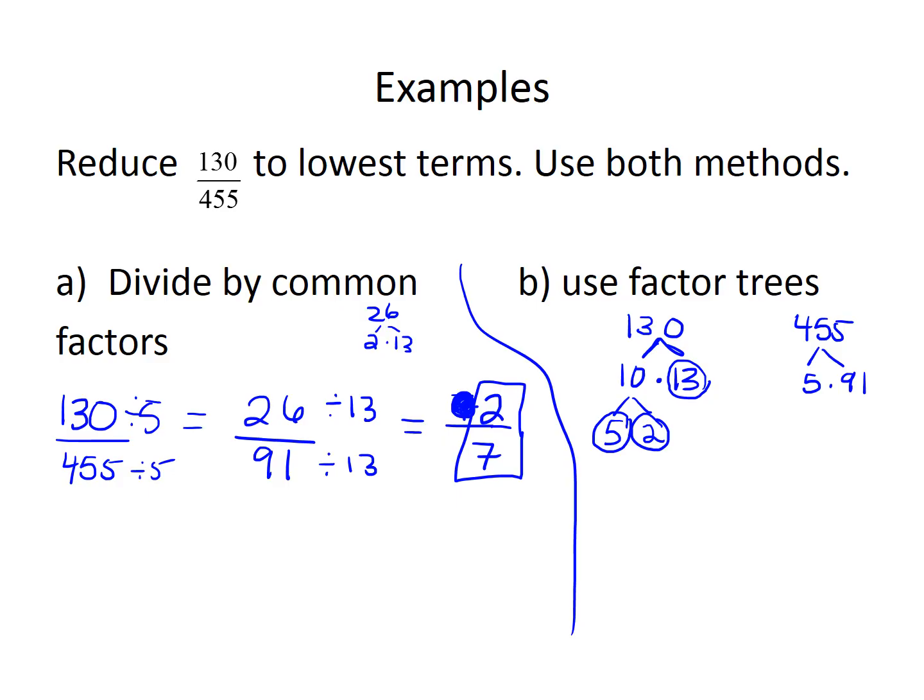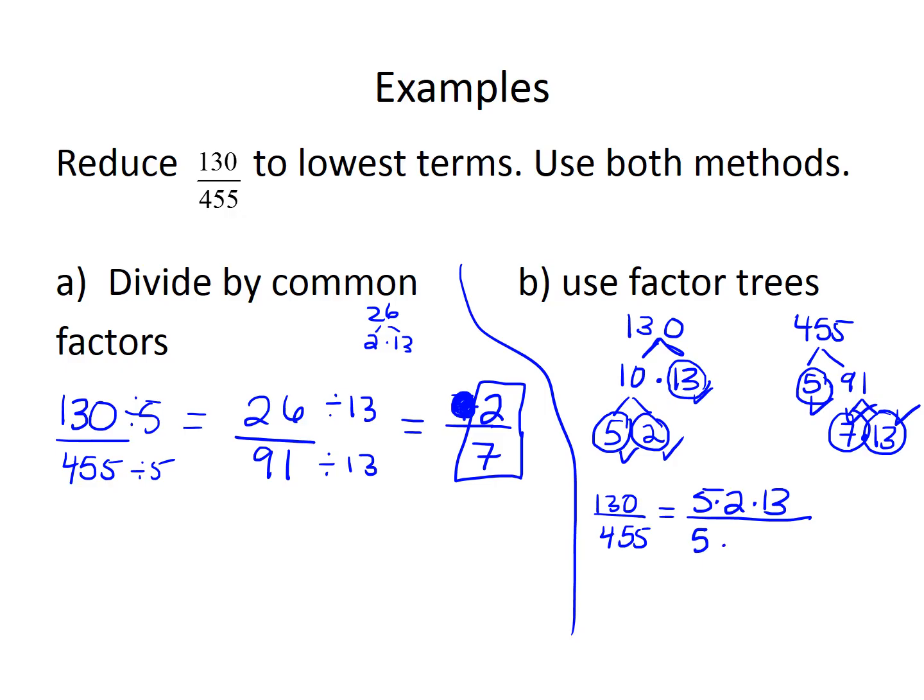Again, if you divide 455 by 5, you'll get 91, so it's 5 times 91. And you would have to check for factors of 91. You could check if 2 goes in, 3 goes in. Once you get to 7, you'll see that 7 goes in 13 times. So then you write the 130. We're trying to reduce 130 over 455. So 130 is 5 times 2 times 13. You have to put multiplication signs in there. And 455 is 5 times 7 times 13. Again, in any order, it doesn't matter.